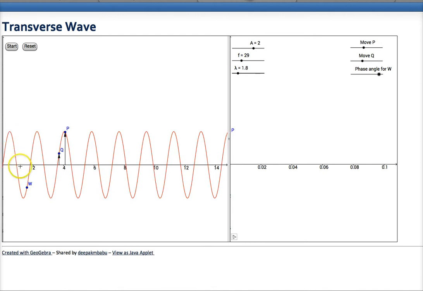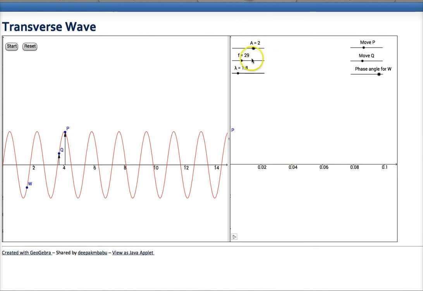This red line here in the left-hand side graph represents the positions of all the particles, not just P and Q. We've chosen to highlight P and Q, but really it represents all the particles. Because there are too many, we can't really show them all. We are really only showing two particles, but you should know that there are plenty.